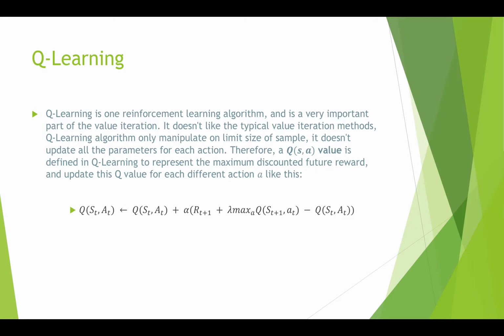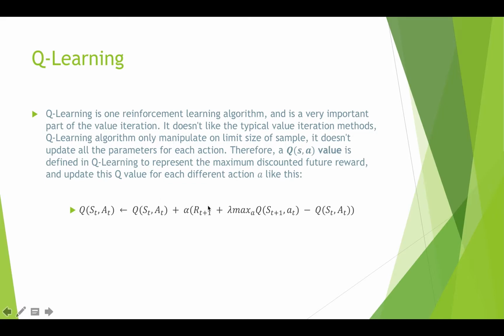Okay, now let's talk about Q-learning. Q-learning is a value iteration method of reinforcement learning, and a Q-value is defined in Q-learning to represent the maximum discounted future reward. So the Q-value here is actually the discounted reward function of each state, and it can be updated in this way.